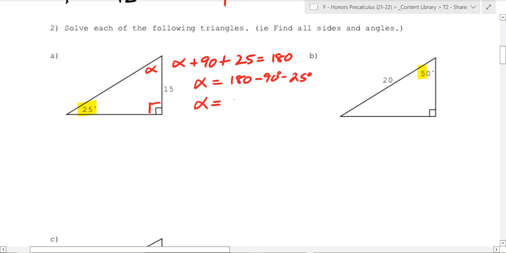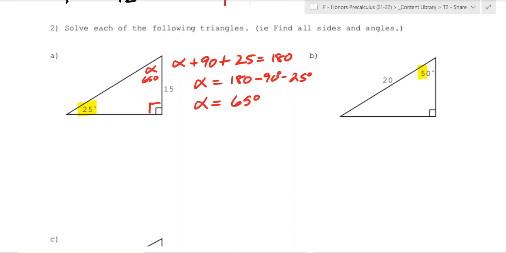You can do this in your head. What is it? 90 minus 25 is? 65. So this is 65 degrees. Okay, so what next? What do we do next? I would set sine of 65 or something off to something that uses the 15. Something that uses the 15? Yeah. Sure.